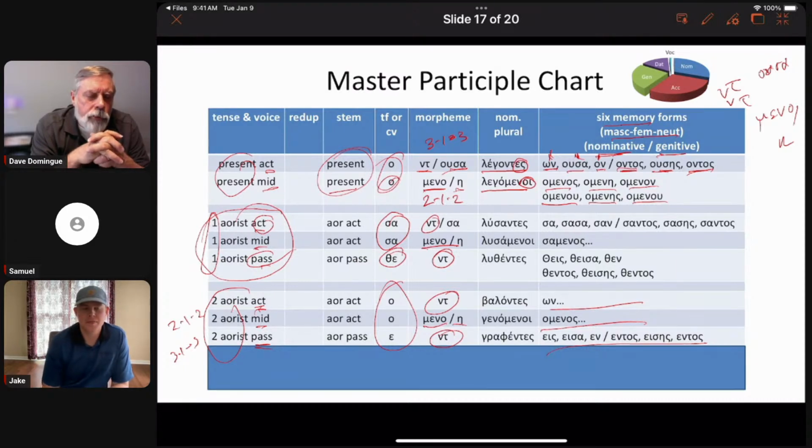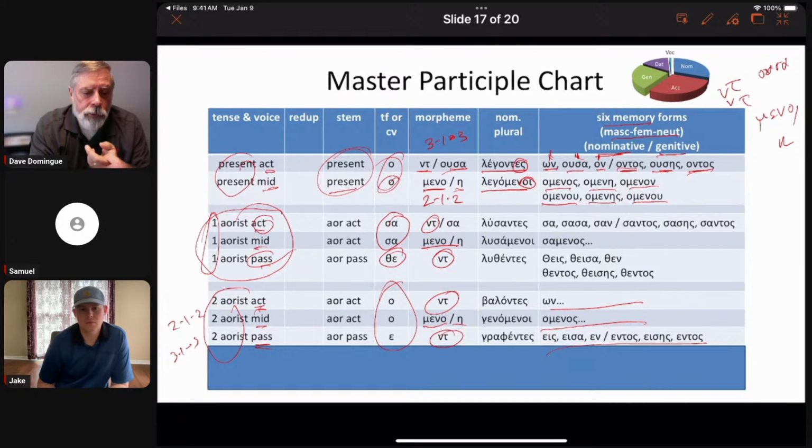Well, with the aorist, you find that it's not because of the participle, it's because of the aorist tense stem. When we did the indicative mood, it was the same with the aorist tense, where we have a theta epsilon as the tense stem or the tense formative for the passive.